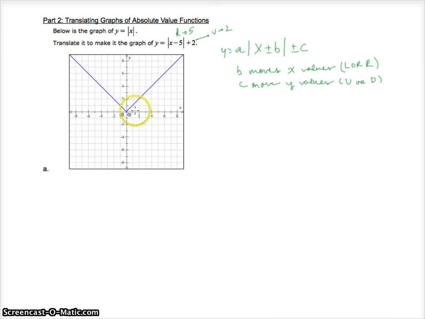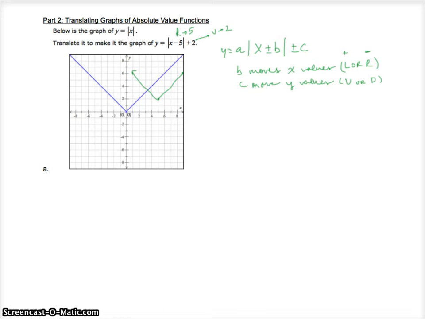So I'm going to go right 5, 1, 2, 3, 4, 5. I'm going to go up 2. And my slope's still going to be 1 over 1 because I don't have any slope. So it'll look something like that, more straight, less squiggly. Okay, so when you're moving your x values, to move left it's going to be plus a value, and to move right it's going to be minus a value.